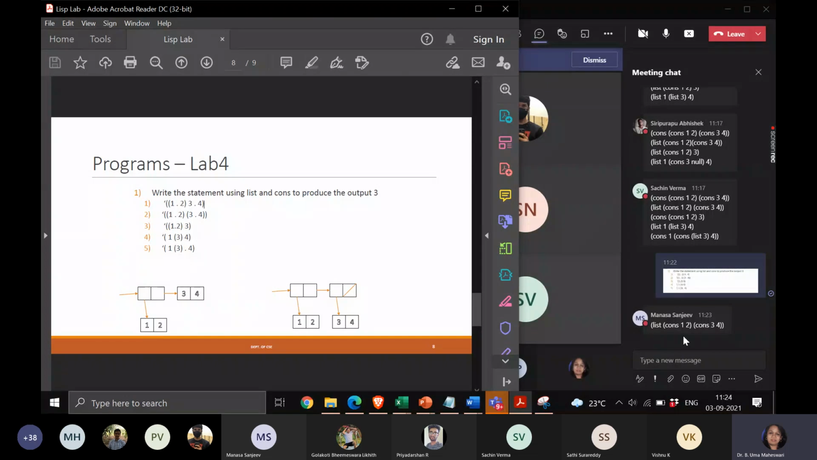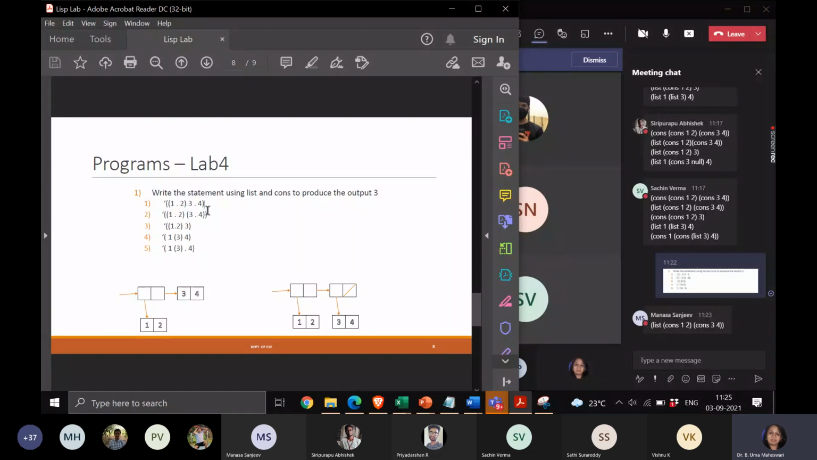Is there anyone? Ganesh, Abhishek, did you get any answers for the second one? I got what Manasa wrote. I did the same thing for the second. If we interchange list with cons, then we'll get the first one as output. Okay. Please understand, students, if you are putting cons, you will not get the same output, but you will get the first output, what I have given in the slide.